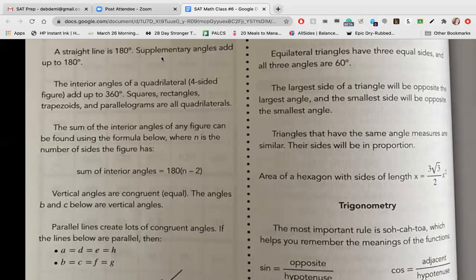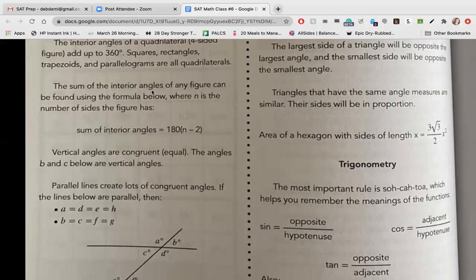All right. This one's a good one. The interior angles of any quadrilateral, like a square, a rectangle, a rhombus, any four-sided figure, add up to 360 degrees. That could come in handy because a lot of people forget that. Parallelograms and all quadrilaterals add up to 360.